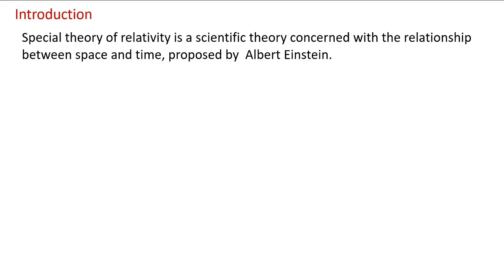This theory proposed that the laws of physics are equally valid in all inertial frames of reference and the speed of light is constant for all inertial observers. To understand this theory, we must clear some terms relating to this theory.